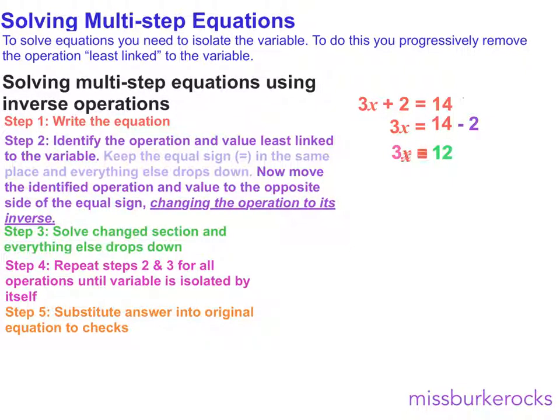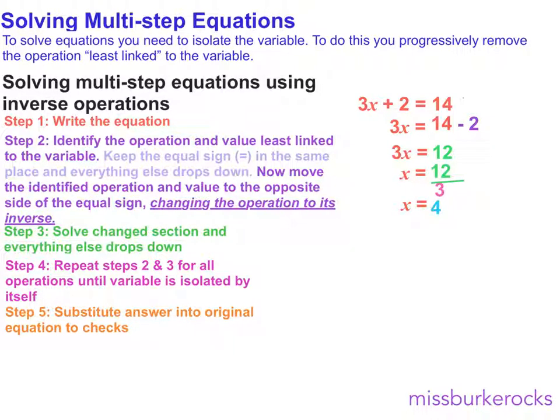Therefore our x equals drops down and our 12 drops down, and our multiply by 3 on this side becomes a divide by 3 on the other side. So now we just need to solve. We have x equals 4.